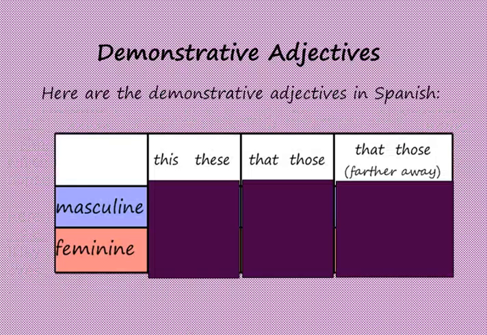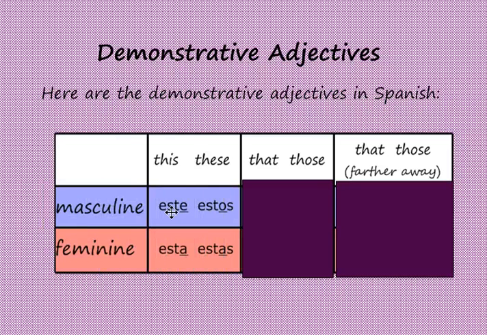So here are the demonstrative adjectives in Spanish. You'll want to pause the video and make sure that you get your chart filled out. So the masculine demonstrative adjectives for this and these are este and estos. So singular, este fin de semana versus estos días, these days. The feminine forms are esta and estas.